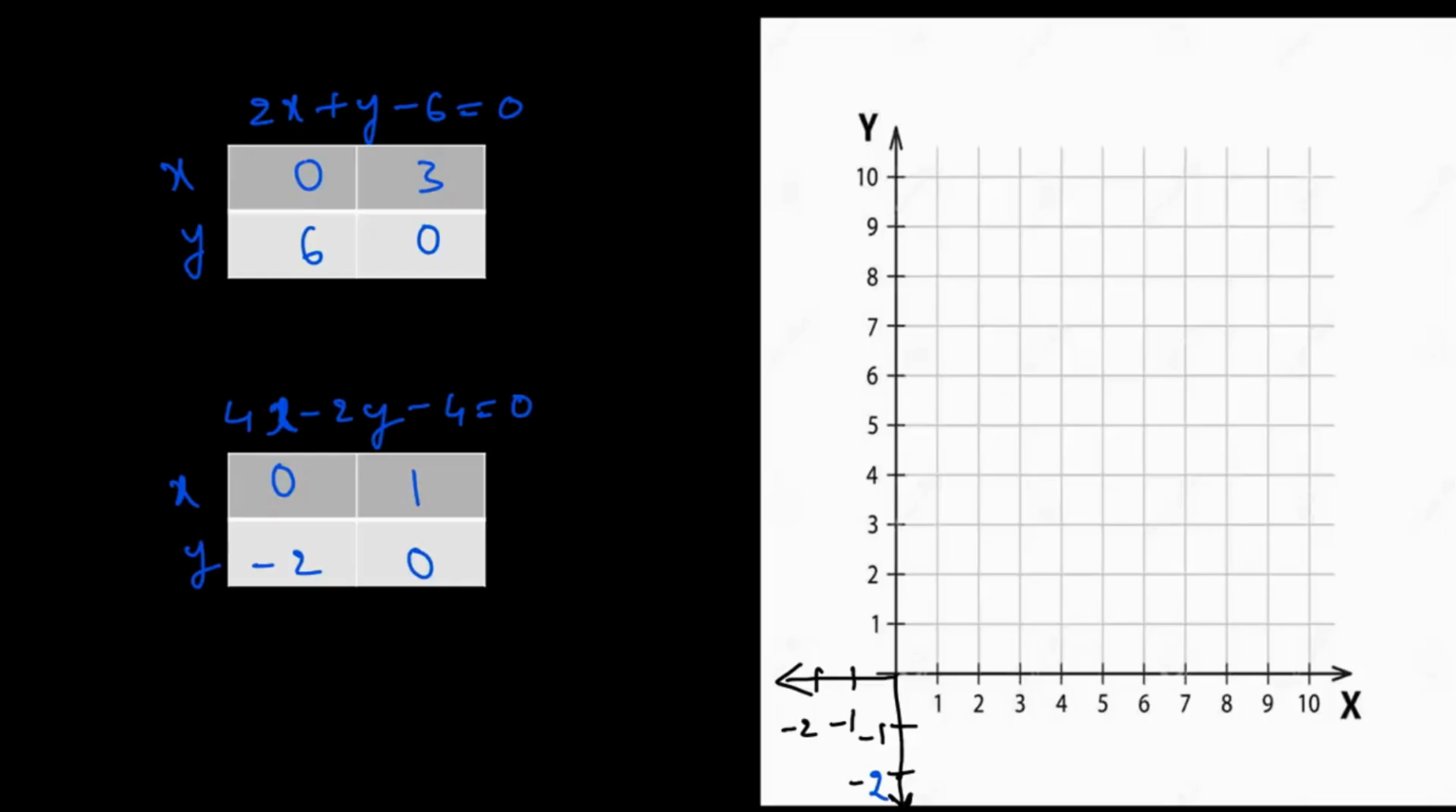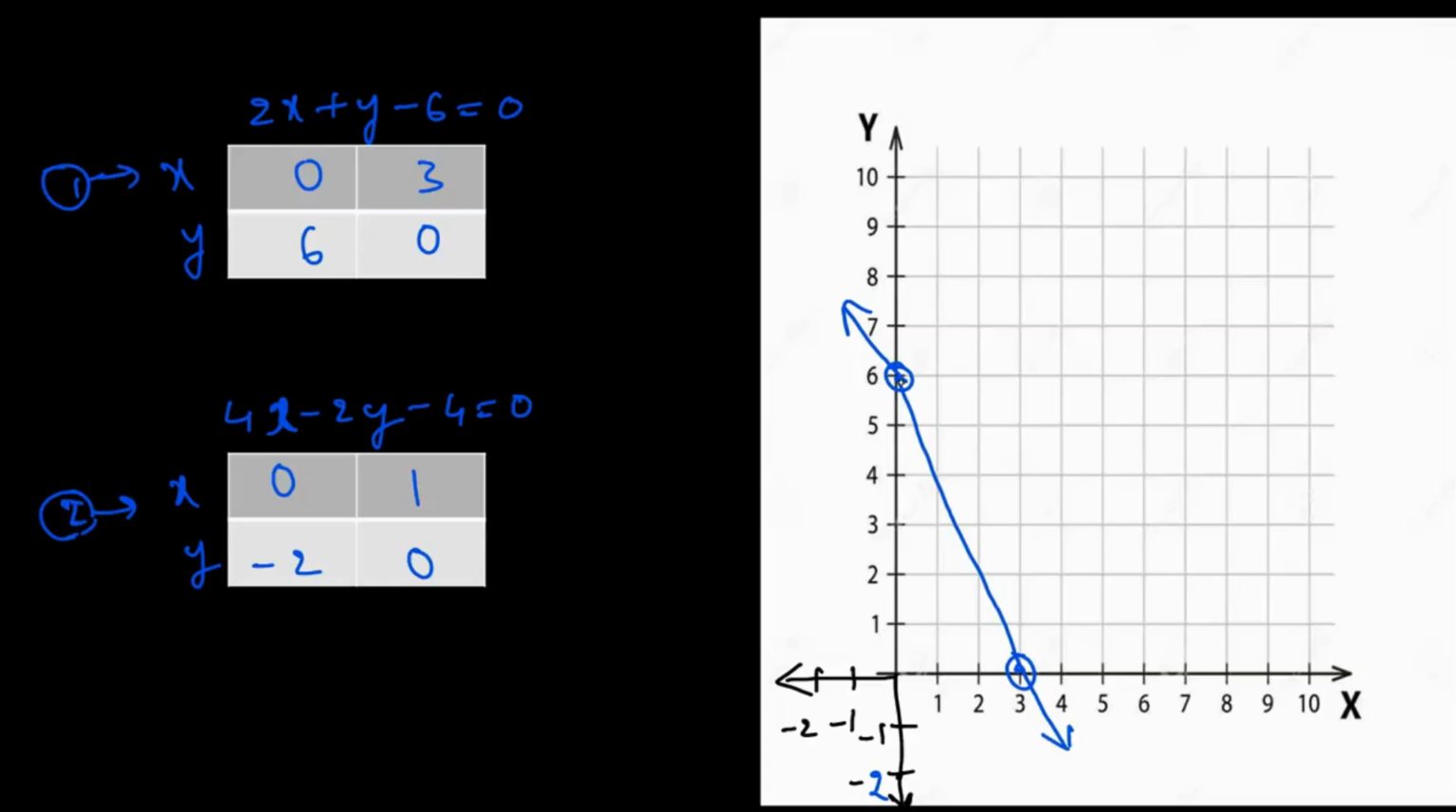Zero comma 6. Here it is 0 and 6. Next 3 comma 0. This is 3 comma 0. Join these 2 points carefully. Extend these 2.